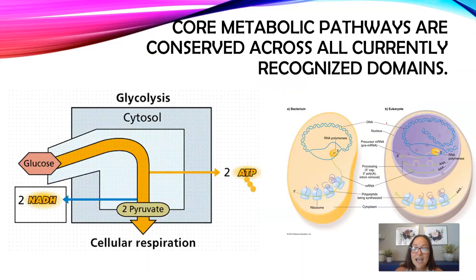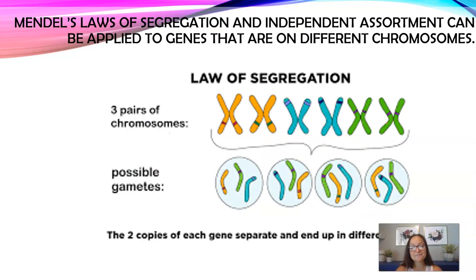We also have core metabolic pathways that are conserved across all currently recognized domains. So from prokaryotes to eukaryotes or archaeans, we have metabolic pathways like glycolysis or protein synthesis that are conserved and found in all species.